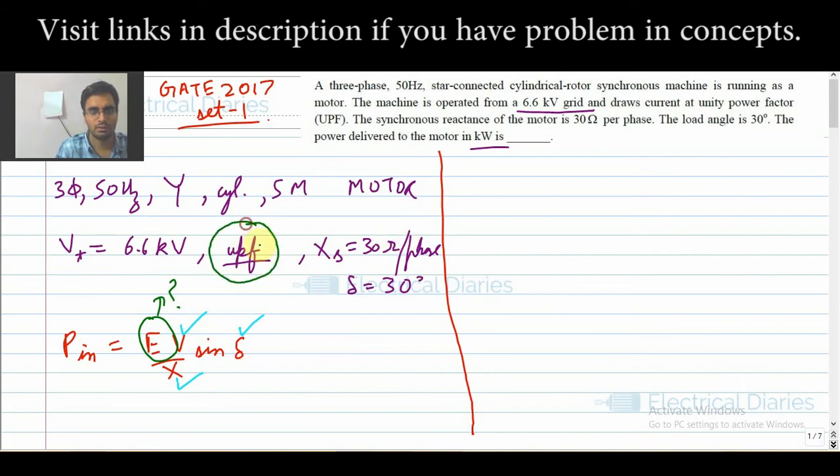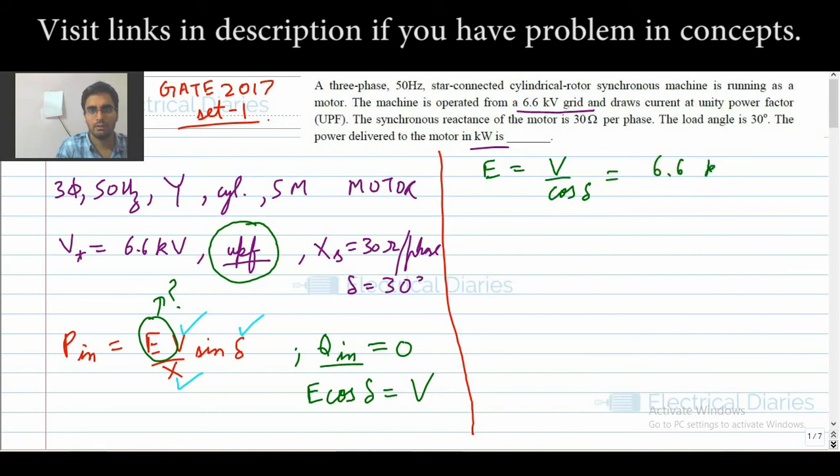The synchronous motor is working at UPF. So from the expression of Q, the reactive power of the synchronous motor, UPF means Q is equal to 0. This implies that E cos delta is equal to V. So I can easily find E. E will be V by cos delta, so it will be 6.6 kV divided by cos 30 degrees.